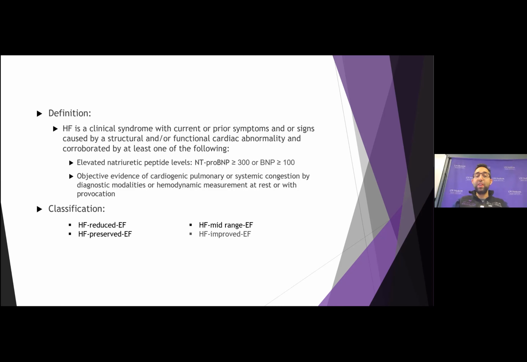Moving on from heart failure with reduced EF, you have heart failure with preserved ejection fraction, which is those with an EF greater than 50. Mid-range, as the name suggests, is within the mid-range. And improved means it was a reduced EF that has improved to now greater than 40%, or greater than 10% from what it was previously.